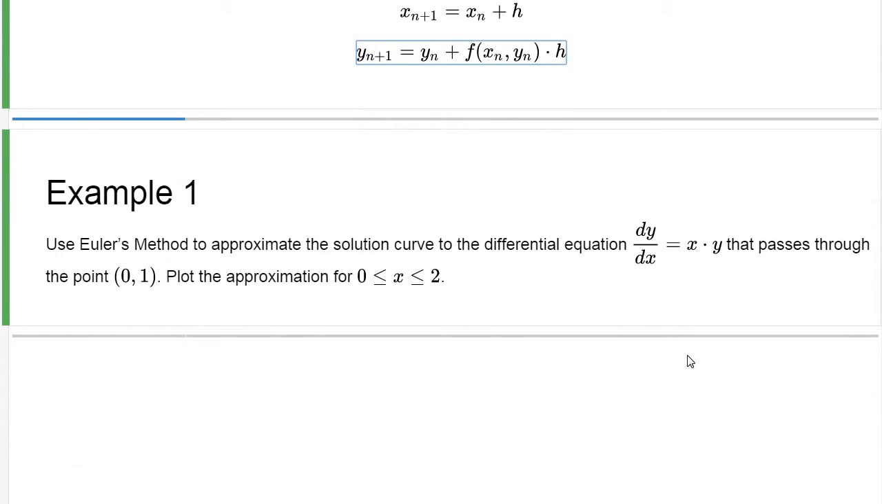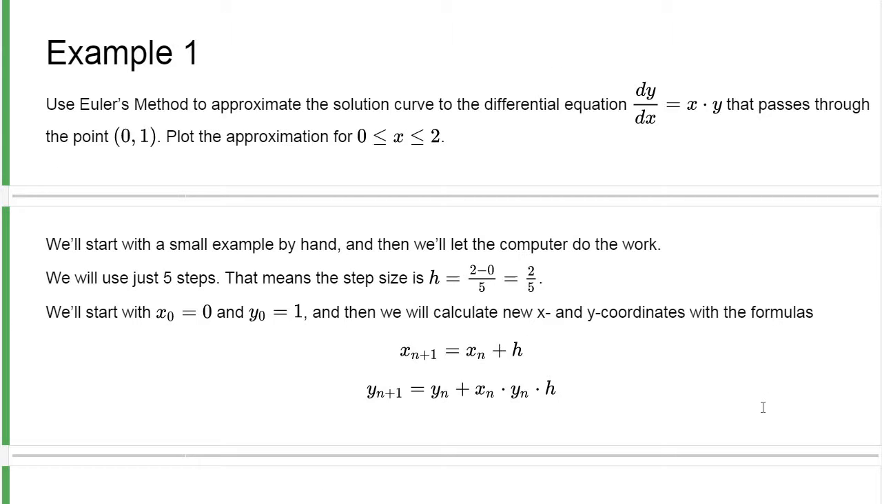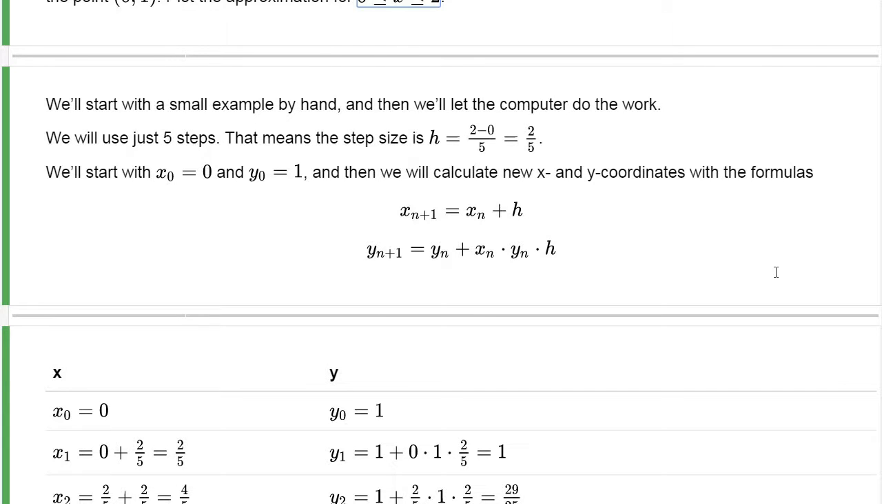So let's do an example. I want to use Euler's method to approximate the solution curve of this differential equation, dy/dx equals x times y. I want it to go through the particular point 0, 1, and I'm going to graph this from 0 to 2. I'm going to do this first off just by hand, and then we'll let the computer do it. So I'm going to use just 5 steps here at the beginning. So 5 steps to get from x equals 0 to x equals 2 means each step needs to be 2/5. So that's going to be h.